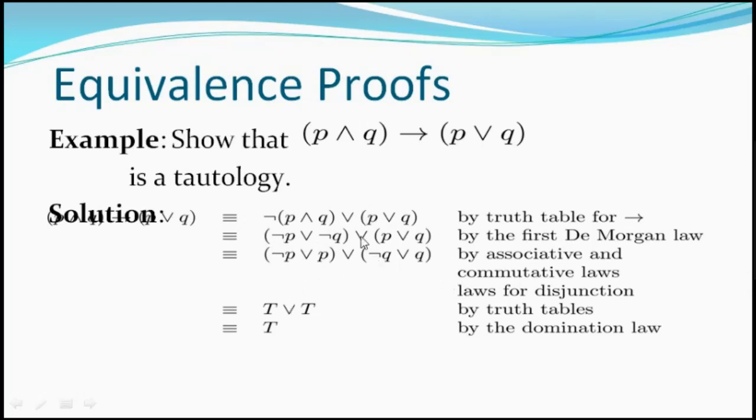So negation P or P, you can make one set, and negation Q or Q, we can make one set, with OR as the common connective. Negation P or P is always true, and negation Q or Q is always true. So true or true is true by the domination law. So this is the way equivalence can be proved.